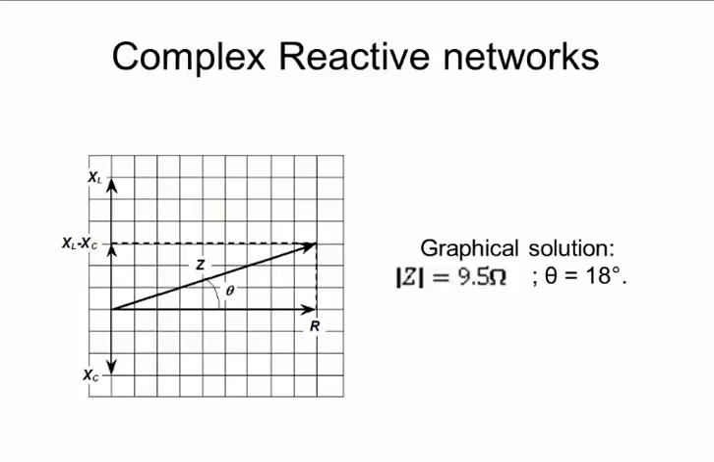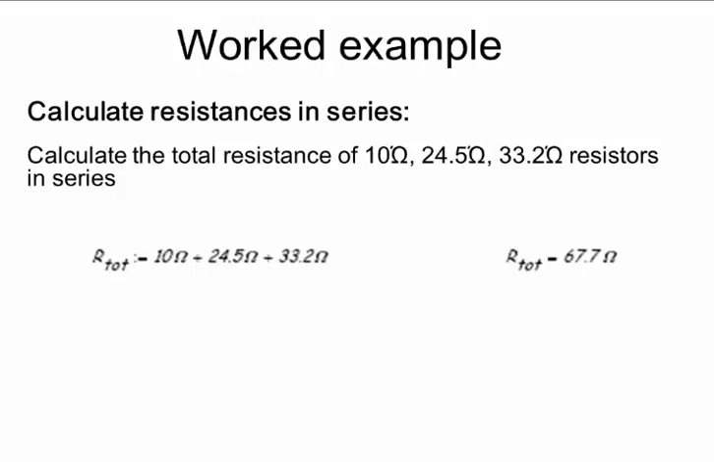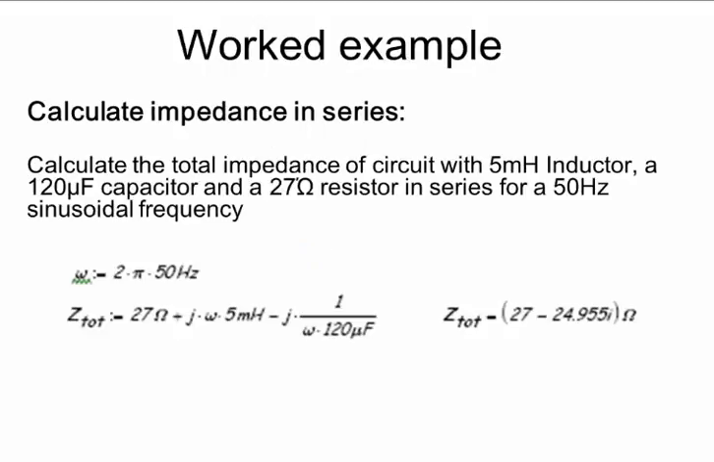And so you can see that the R is always on the real axis, and both XL and XC would be on the imaginary axis, but one would be positive, one would be negative, and so just basically subtract one from the other. Then we've got series impedances, like resistance. Z is also just added for series. So this is a very simple calculation for 3 different resistors, 10, 24.5, and 33.2. To get the total resistance, we just simply add them. We get 67.7 over there.